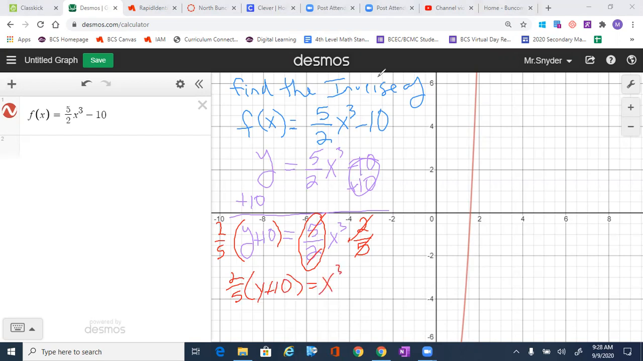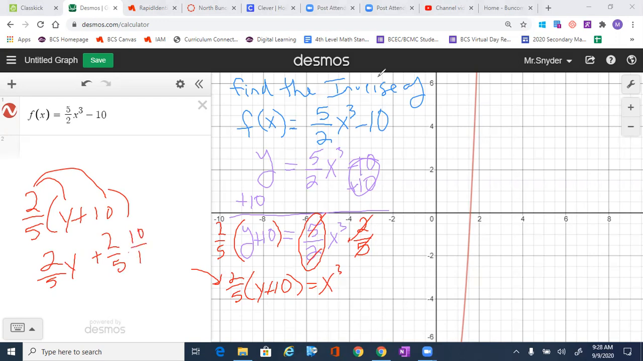Now, the one thing I am going to do is take a second and clean this piece up, okay? So let me just bring that over here. 2/5 (y plus 10). I'm going to distribute it in. So I get 2/5 y. And then I get 2/5 times 10 over 1. Okay, and I'm just going to go ahead and simplify this piece right here. 2 times 10 is 20. 5 times 1 is 5. 20 divided by 5 is 4. So what we really have is 2/5 y plus 4. So I'm going to write that 2/5 y plus 4 equals x cubed.